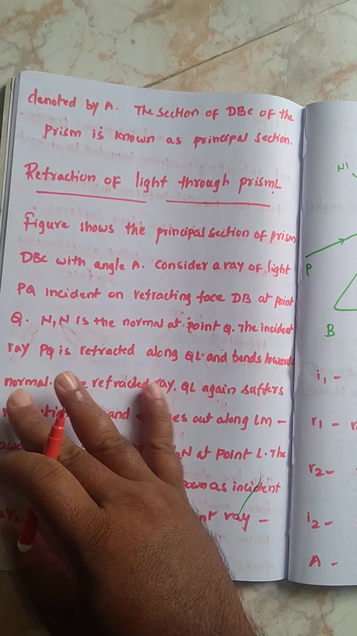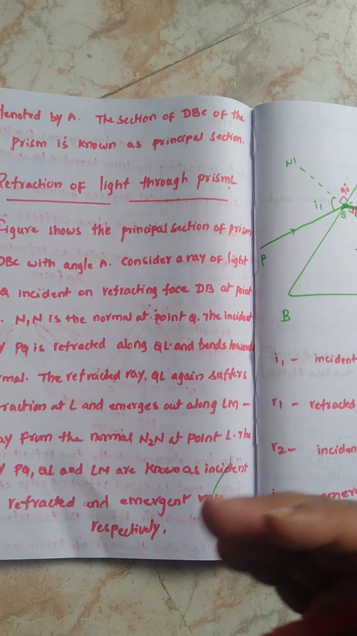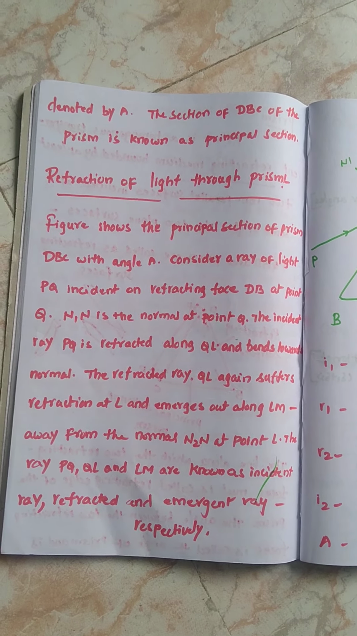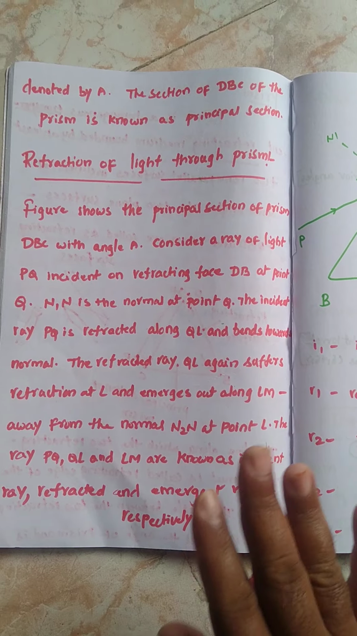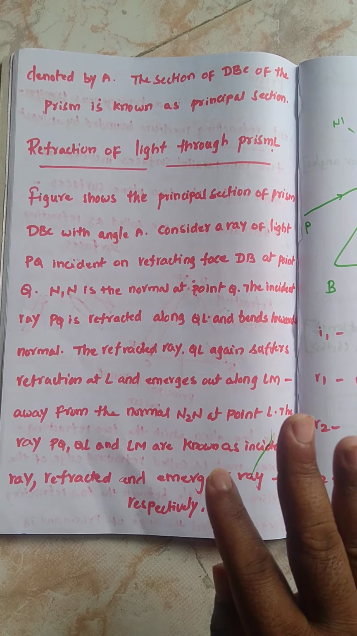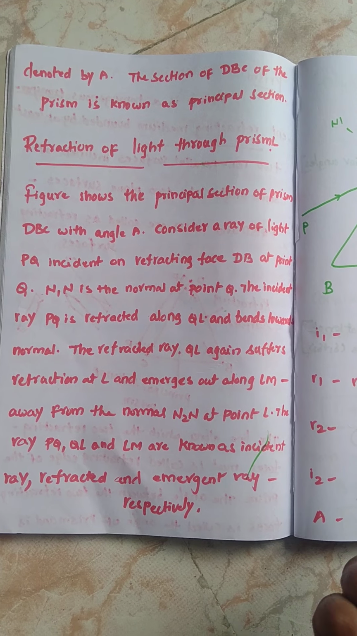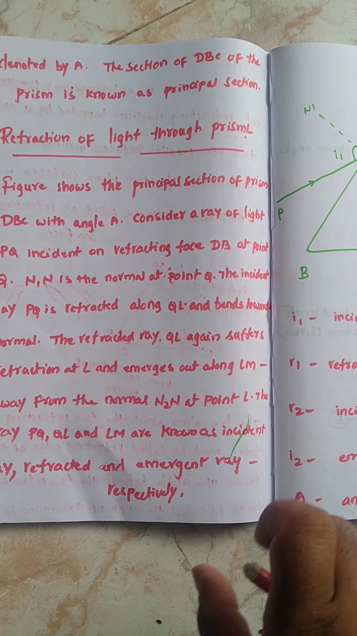So now this is about the prism: how we define a prism, which part we can consider, which are the refracting surfaces, and which is the angle of prism. Now we are going to discuss refraction of light through a prism. Here we can construct different angles, and from those we can calculate the angle of deviation. How can we calculate the angle of deviation? Now we will see.